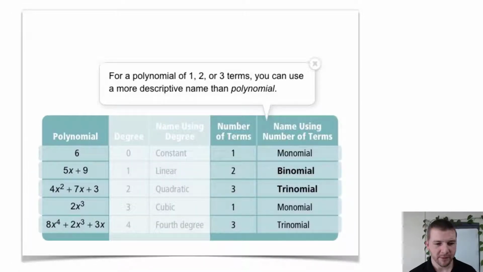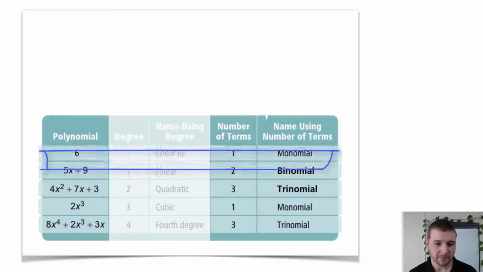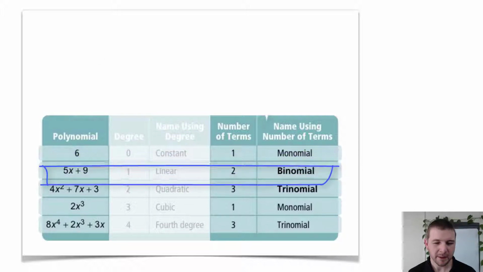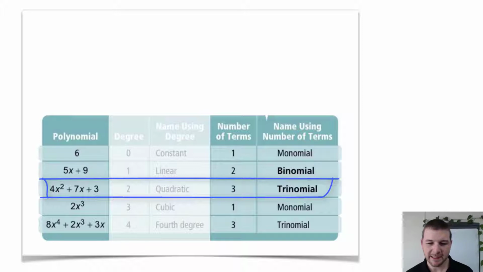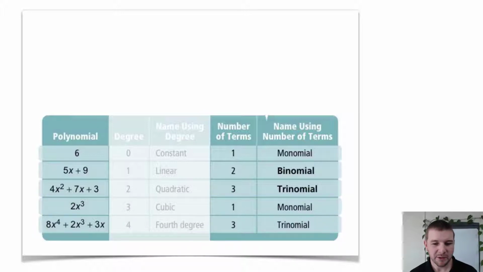The right side of the table. For a polynomial of 1, 2, or 3 terms, you can use a more descriptive name than simply polynomial. If there's one term, we call it a monomial. Two terms, a binomial. Three terms, like you might expect, a trinomial. But notice these were used to describe the polynomials at the far left.